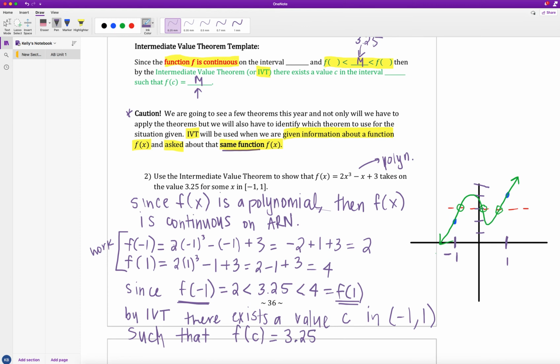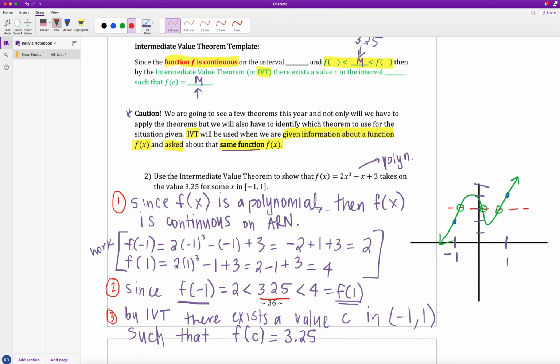As I can see here, I did put these work brackets around it. This is still necessary for me to show because otherwise I wouldn't have known which way the inequalities would be facing, or if -1 and 1 would even help produce those inequalities. So I have my three pieces here. The first part is stating that the conditions are met in the theorem. So since f of x is a polynomial, then f of x is continuous. I first computed my work and then I stated that in my inequality. So since f of -1 is less than 3.25, which is less than f of 1, my third part is my conclusion to it.